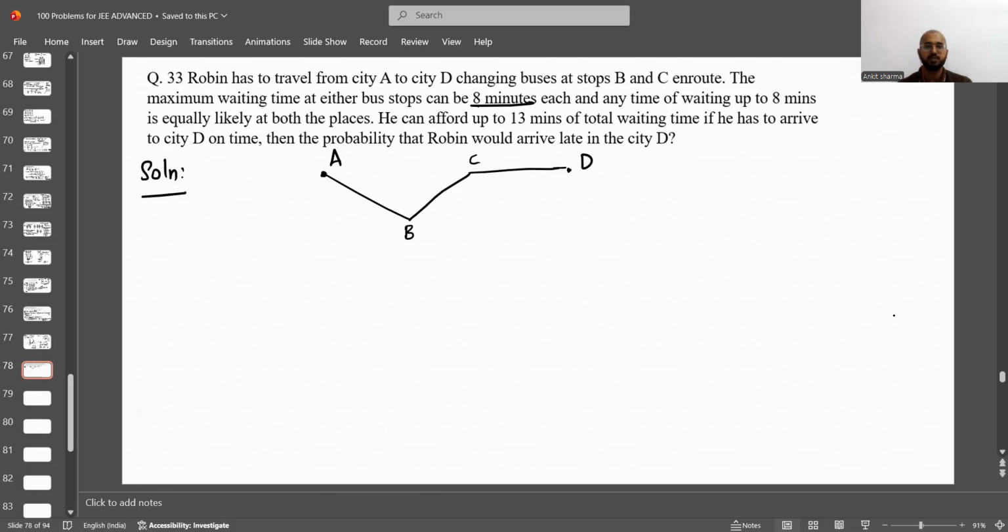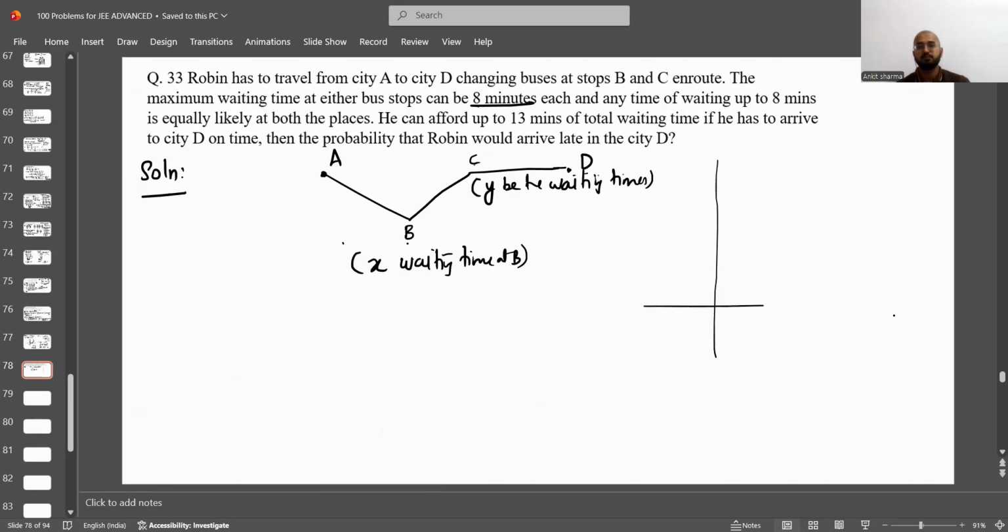So we can assume that at B, let's say he waited for X minutes. So X denotes the waiting time at B. And at C, let's say Y is the waiting time. Because we do not know the waiting time, how much, whether it is in seconds or minutes, it is a continuous value. That means this is basically a pure geometry question. So X is my waiting time at B and Y is my waiting time at C. So I can consider this way: this is my X here and this is going to be my Y.